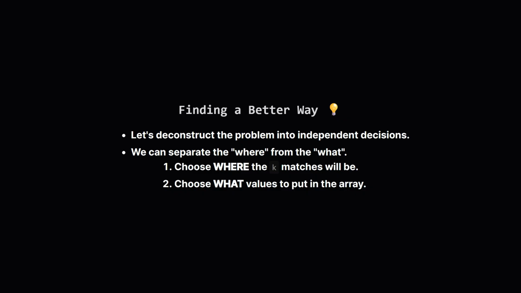So let's rethink this. Instead of building the array from left to right, let's think about its structure. We can actually break the problem into two separate, independent decisions. First, we decide where in the array our k-matching pairs will occur. Second, once we've picked the locations, we decide what numbers to fill in to satisfy those match and mismatch conditions. If we can figure out the number of choices for step 1 and the number of choices for step 2, we can just multiply them together to get our final answer.